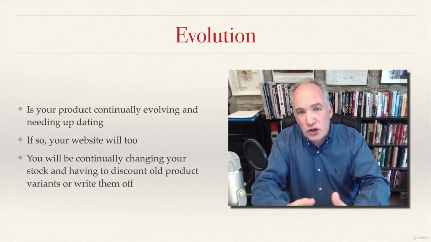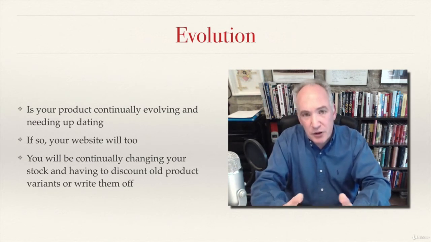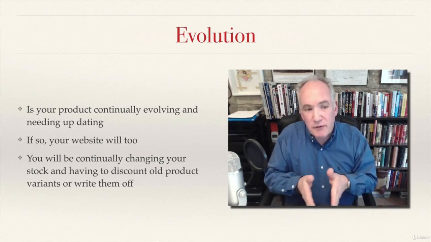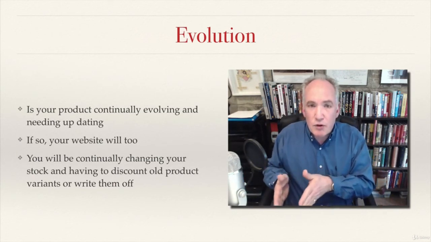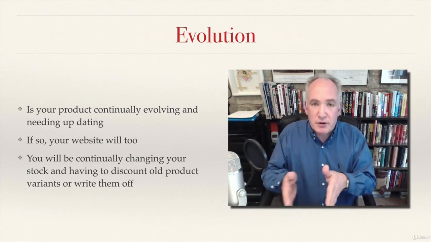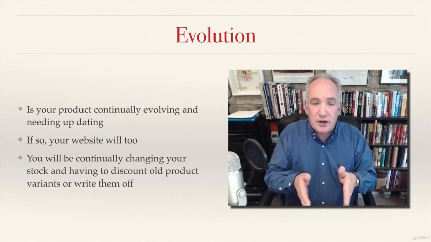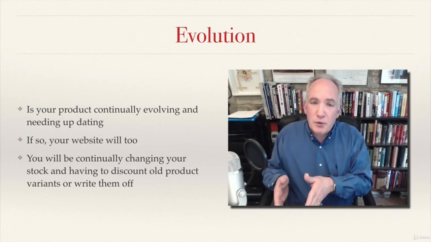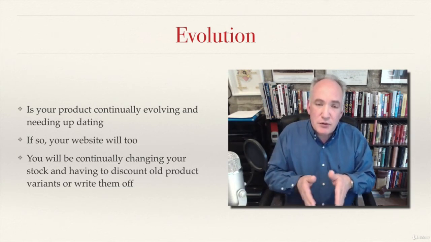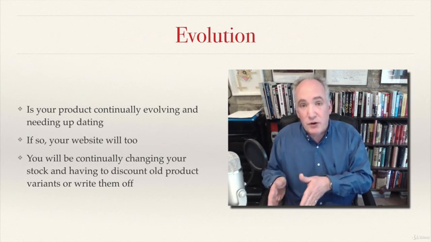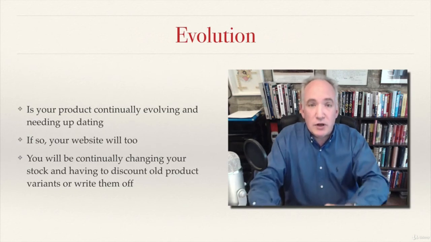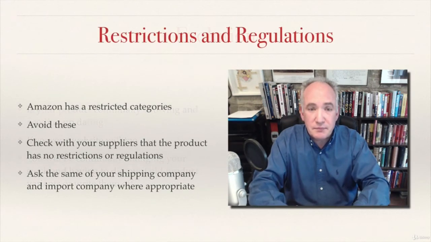The evolution of your product over time is something you need to give very careful consideration to. Because if your product is continually evolving over time, then all your other materials are going to have to evolve with it, whether it's the packaging or your website or whatever else it is, the photographs you have on Amazon. But also you're going to be continually updating your stock, which means you're going to have old stock. And if you can't discount that stock and get rid of it that way, you're going to end up with stock you're going to have to write off.